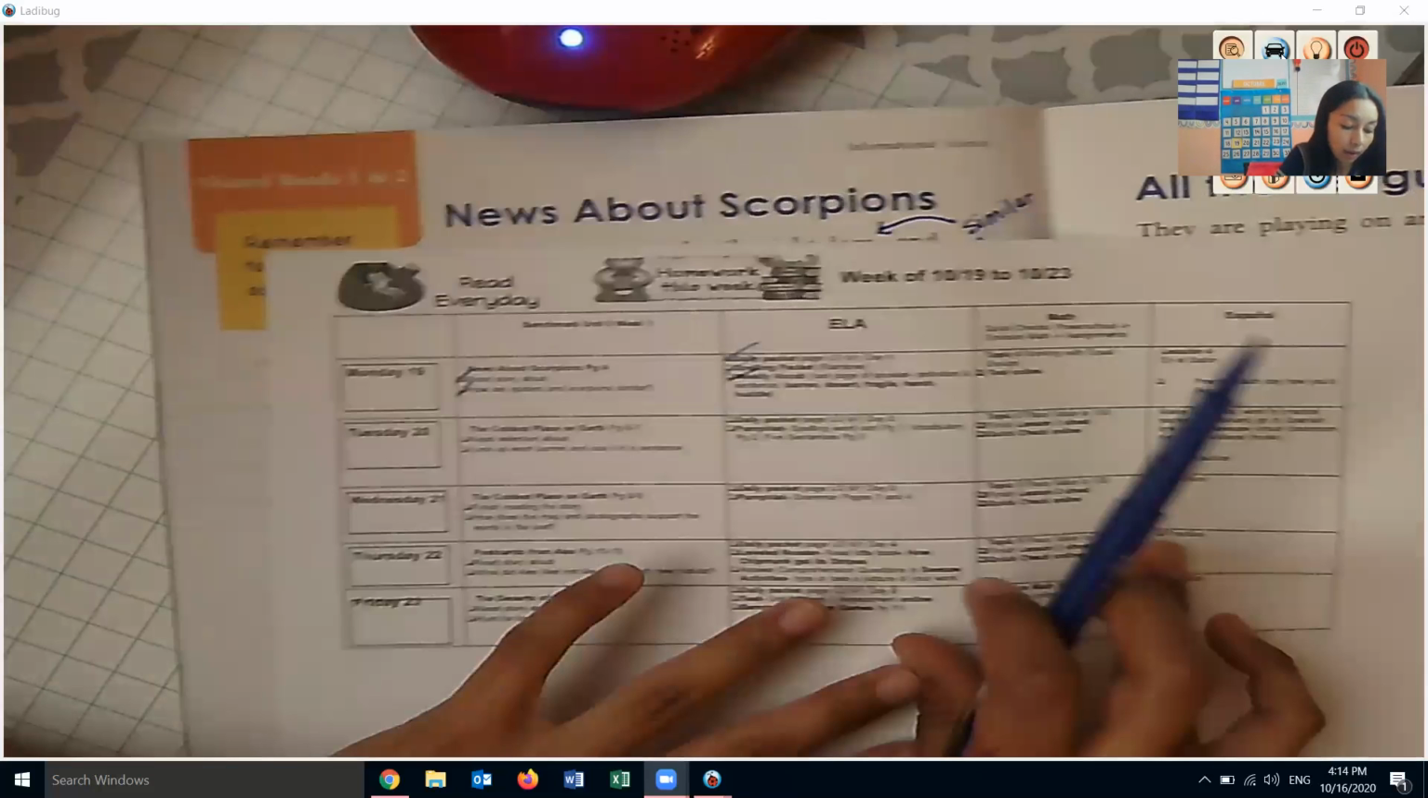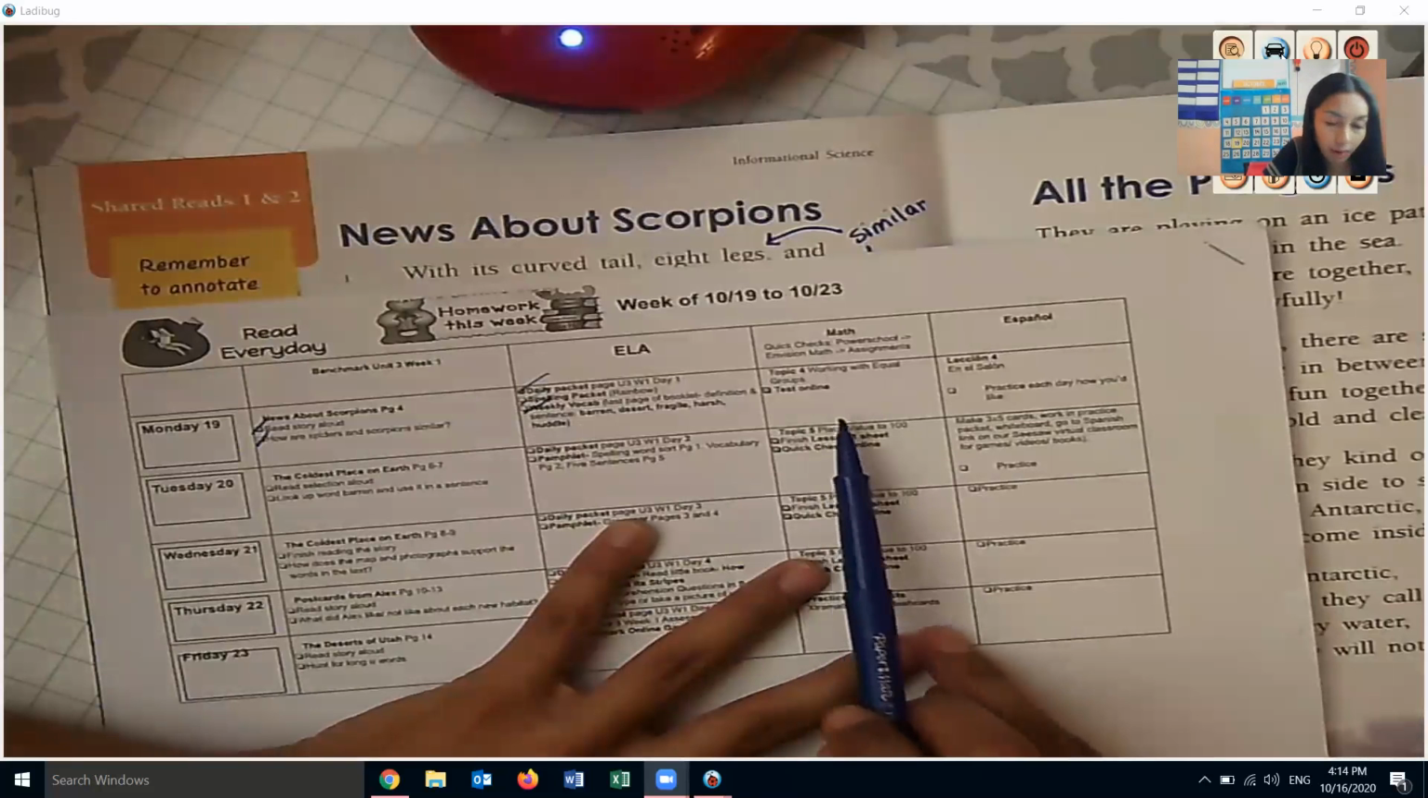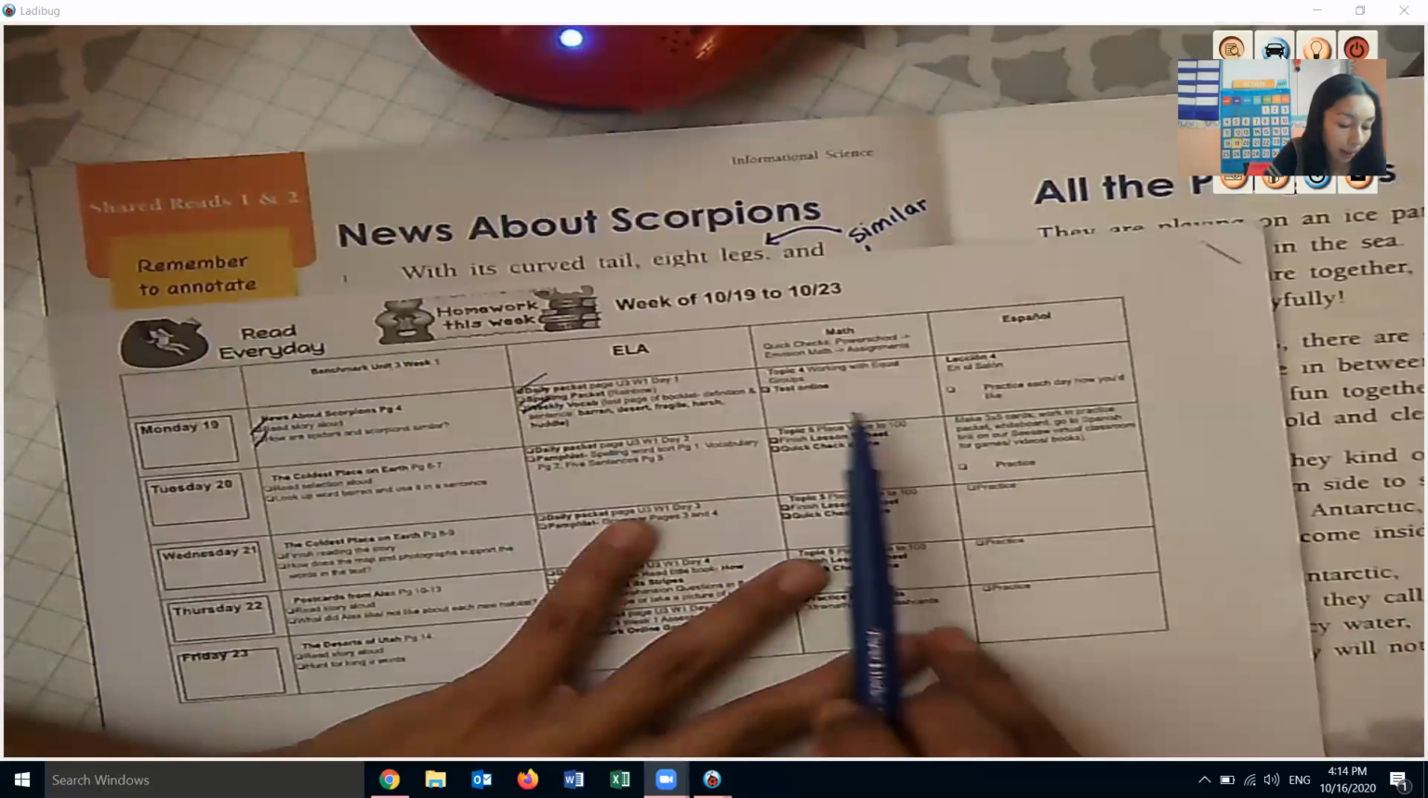Today for math, we are working with equal groups. So topic 4, and you are to do your topic 4 test online. So make sure you have that test completed by the end of today.